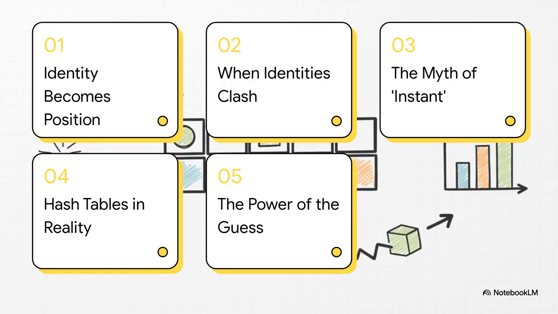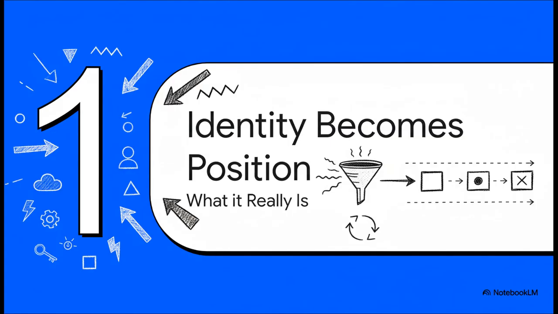So here's how we're going to break this all down. First, we'll look at how they turn an identity into a physical location. Then, we'll talk about what happens when things inevitably clash. We're going to bust the myth of instant speed, see where these things are hiding in the wild, and then we'll wrap it all up with the really big idea, the power of making a good guess. All right, first up, let's get past that basic textbook definition and really get to the core of how a hash table actually works. It's all about this magic trick of turning what something is into where it is.